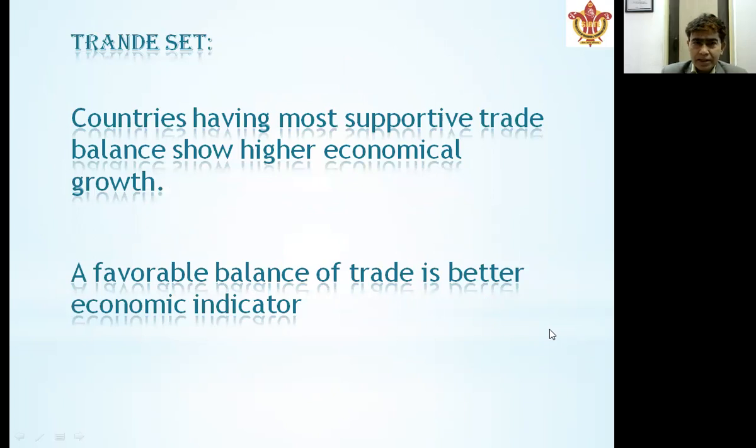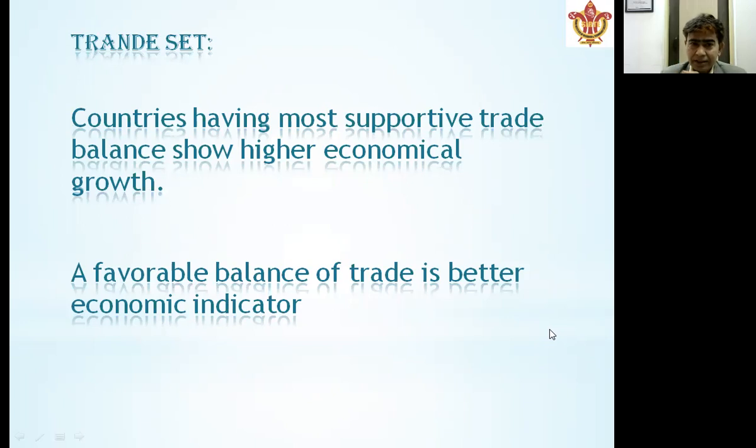So what trends can we set? First, we can say that countries having the most supportive trade balance show higher economic growth. This trend may be possible for most countries. I want to repeat this: countries having the most supportive trade balance show higher economic growth. This trend may be possible from this study. But in context, for America and China, whenever we see the data, this trend goes into the negative and this trend goes into the positive.